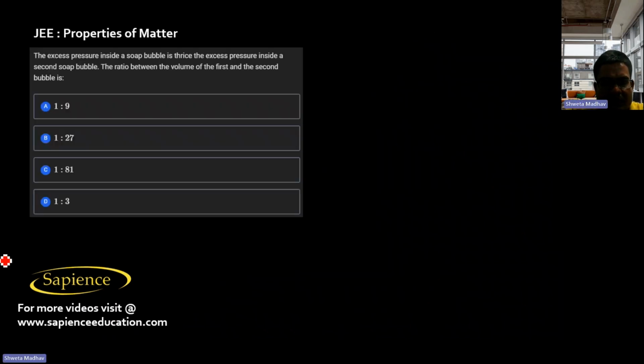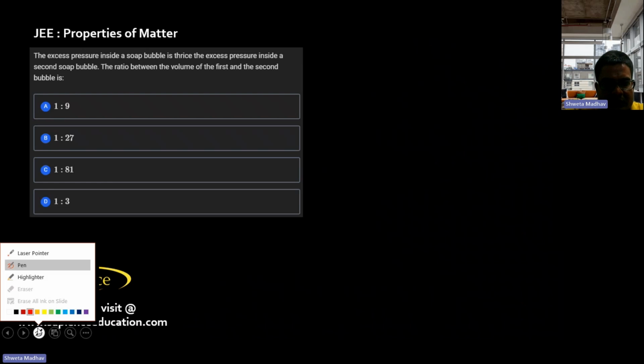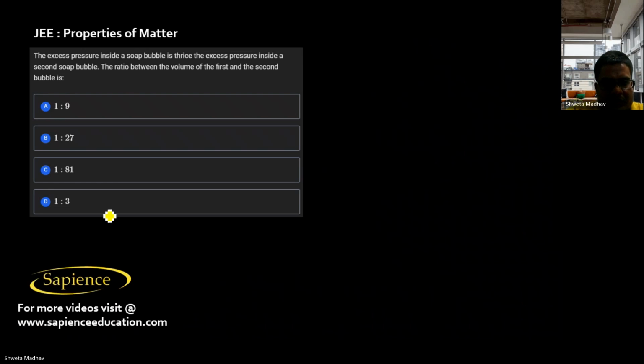So here in the first question, it is told that the excess pressure inside a soap bubble is thrice the excess pressure inside a second soap bubble. Then the ratio between the volume of the first and the second bubble is?